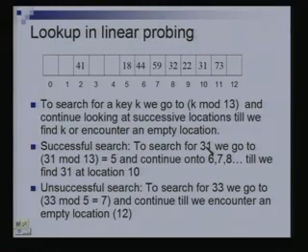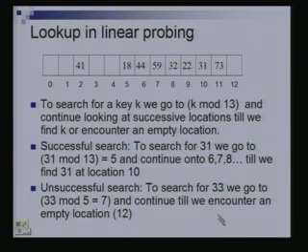Let us see. Suppose I am searching for 31. 31 mod 13 is 5. So I come here, 31 is not here. So I go to the next location. It is not here either. I go to the next location, not here either, not here either, not here either, and I found it. When I did not find it here, I can't say it is not there in the table. It could be there. In fact, it is. So I find it here.